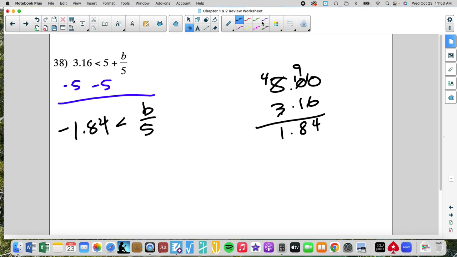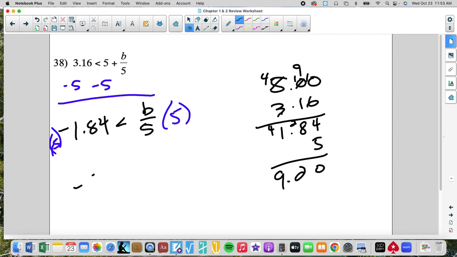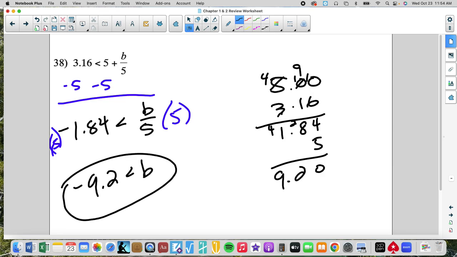And we're going to multiply both sides by 5. Multiply both sides by 5. And what if we multiply that by 5? That's 20. That's 42. That's 9. 2 decimal places. 9.2. Negative 9.2 is less than b. I don't have to flip the inequality sign because I multiply both sides by positive 5.